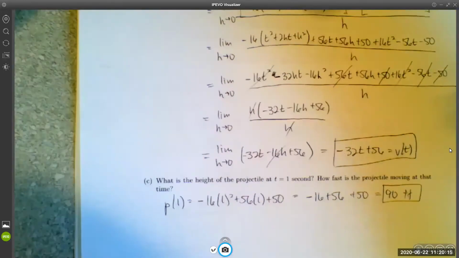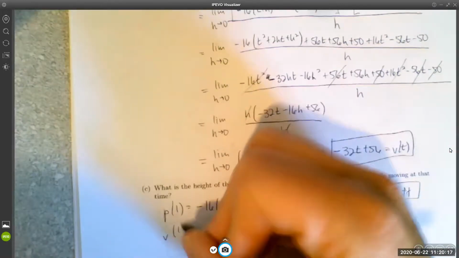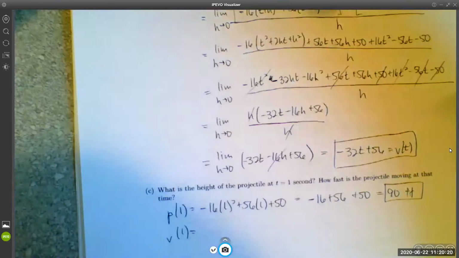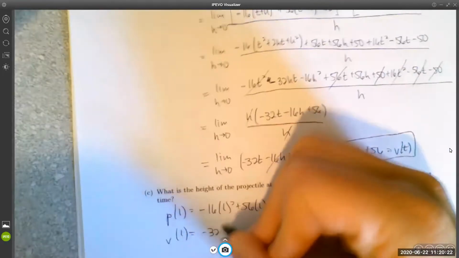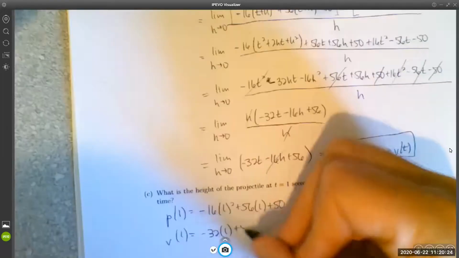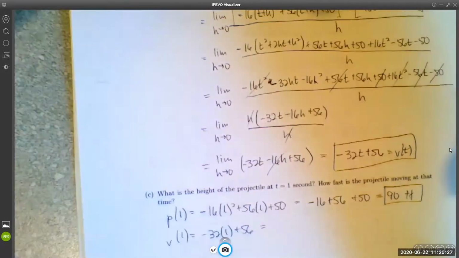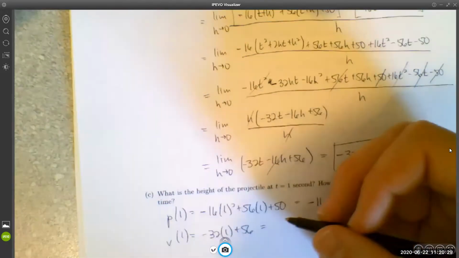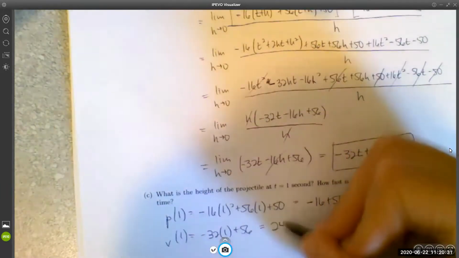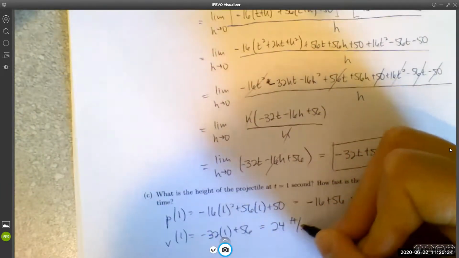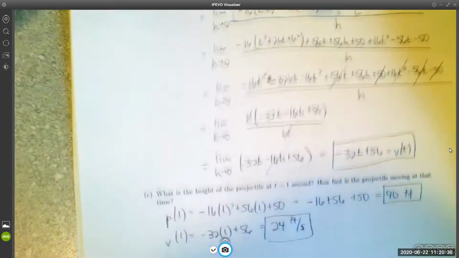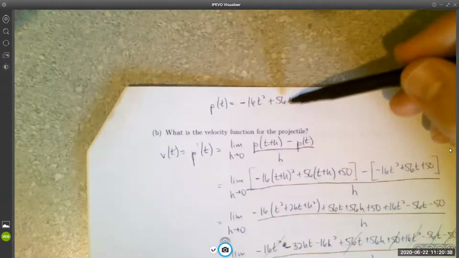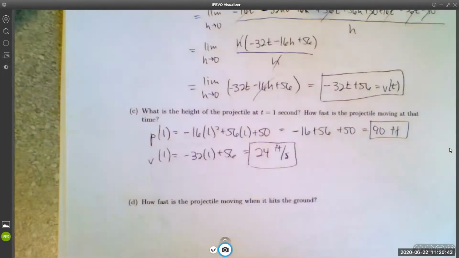How fast is it moving at that time? That's going to be negative 32 times 1 plus 56. What's 56 minus 32? 24? 24 feet per second. Okay, it started off at 56 feet per second. After 1 second, it's already slowed down to 24 feet per second because gravity's immediately starting to try to pull it back down to Earth, right?